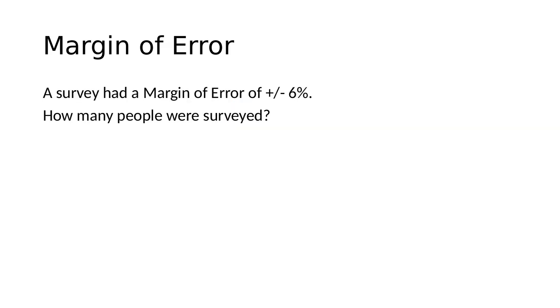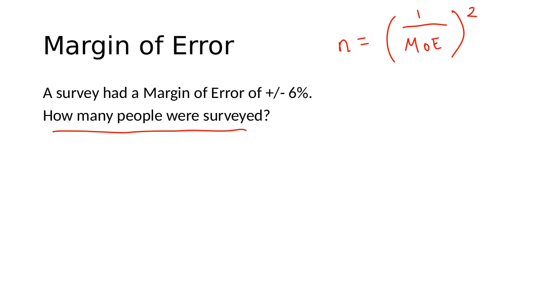Margin of error can go the other direction also. We can say a survey had a margin of error that was plus or minus 6%. How many people were surveyed? When we're going this direction and we're trying to find out the number of people that were surveyed, our formula is very similar to what we had before, but it is a little bit different. The number of people surveyed is 1 divided by the margin of error squared. Previously, we were taking the square root. This time, because we're going the opposite direction, we're going to square.